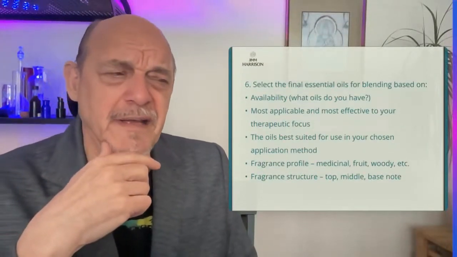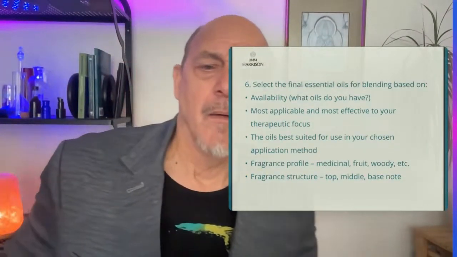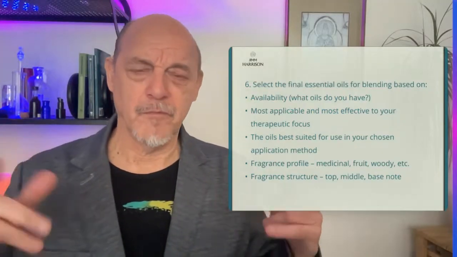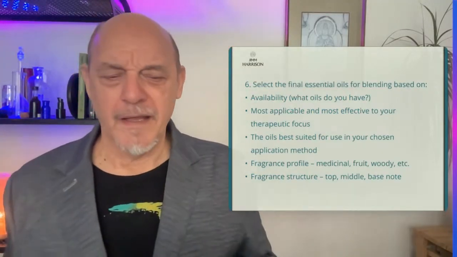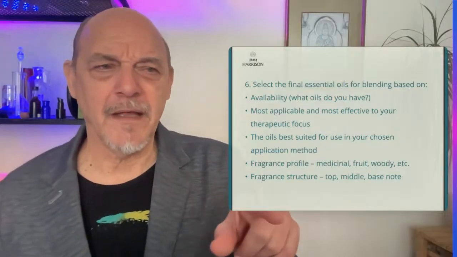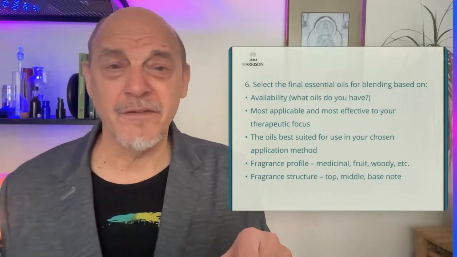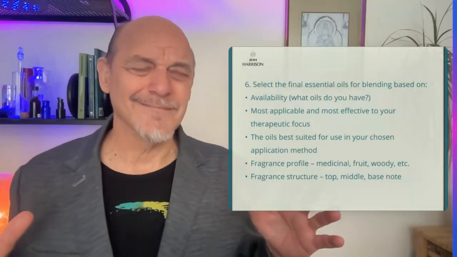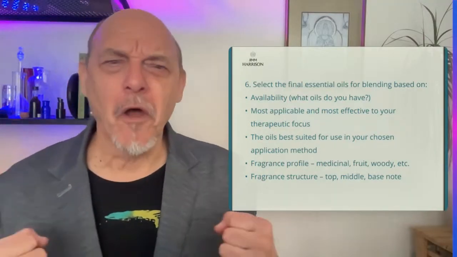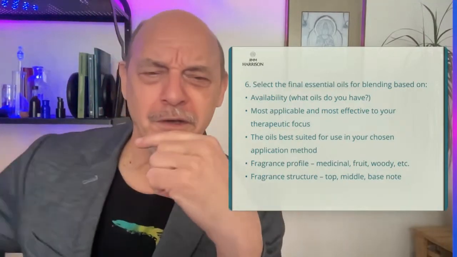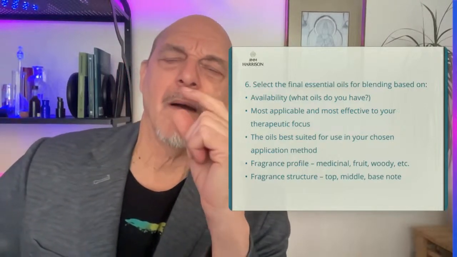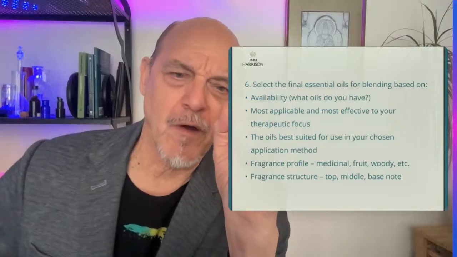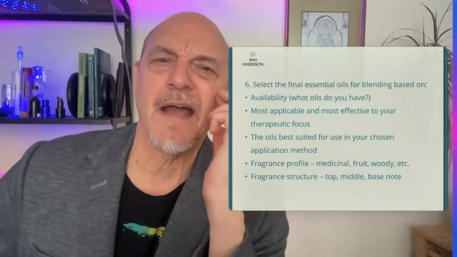And then number 6 kind of has a bunch of different steps to it. You're going to do your essential oil blending based on, do you have the oil? So you made a list of oils, and as you're looking at it, you go, oh, I don't have any neroli. Well, that means you're not going to put neroli in the formula, right? So that's kind of common sense. Oh yeah, duh, I can do that. I have to have the oil in order to use it. Then the most applicable to your therapeutic focus, most effective.